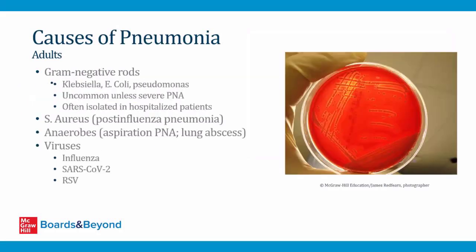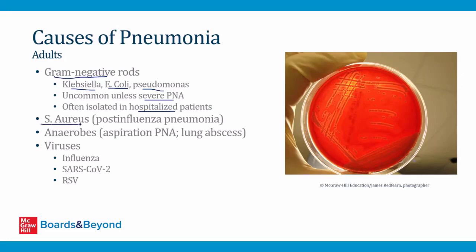Some other causes of pneumonia in adults are listed on this slide. So first of all, gram-negative rods can cause pneumonia. Bacteria like Klebsiella, E. coli, Pseudomonas. These are not common causes of pneumonia, but when patients have a very severe form of pneumonia, a gram-negative rod is often the cause. And these types of pneumonia often happen in hospitalized patients. So people are in the hospital for some sort of severe illness and they acquire pneumonia in the hospital. That tends to be with bad bugs like gram-negative rods.